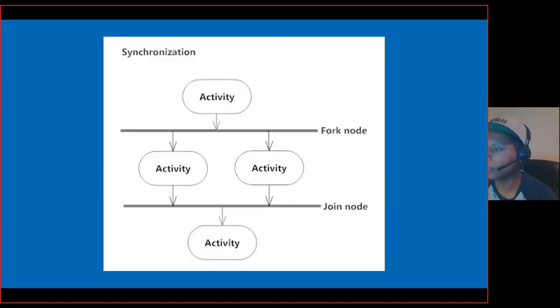Okay, synchronization. Sometimes we have multiple activities happening at the same time. So we have a fork node, which is represented by a thick line, and then from this fork, several activities are going to happen at the same time. And we can also add a join node, so we have multiple activities that converge to a single activity. They are happening independent of each other, but there's going to be a point of convergence.